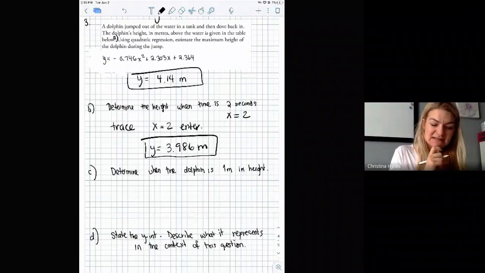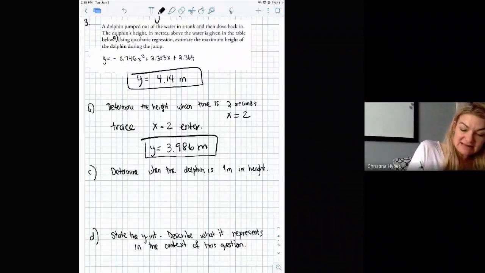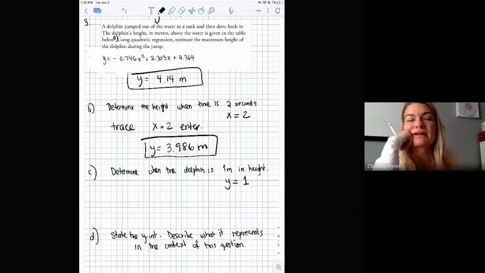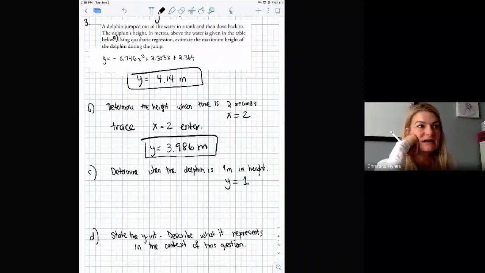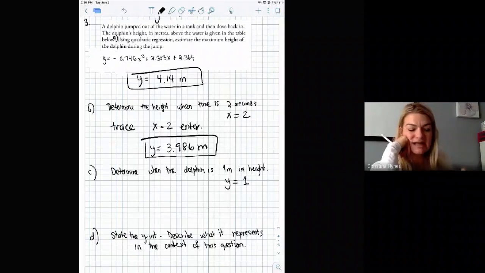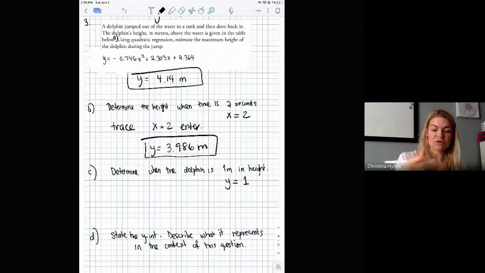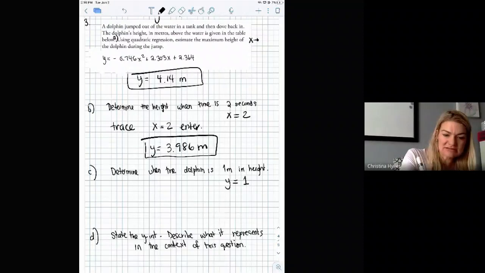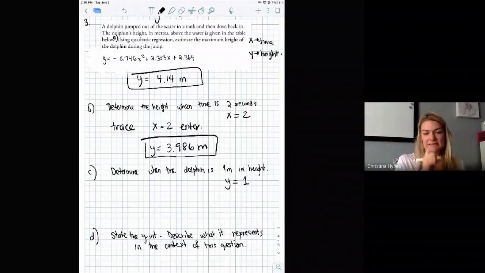Now determine when the dolphin is 1 meter in height. Now they're giving you the y value. So that's why I was telling you before that you need to be consistent. Whatever you label your chart as, whatever your x value is or y value, as long as you're consistent and use that whenever you're labeling something, then you'll get the right answers. So for me, height is my y coordinate. You can even create a legend to help you out. X for me is time and y is height, so that way you don't forget.